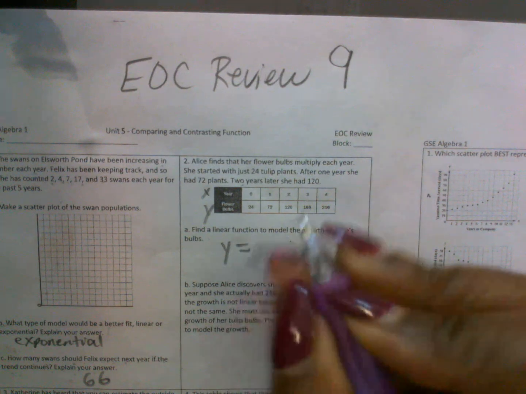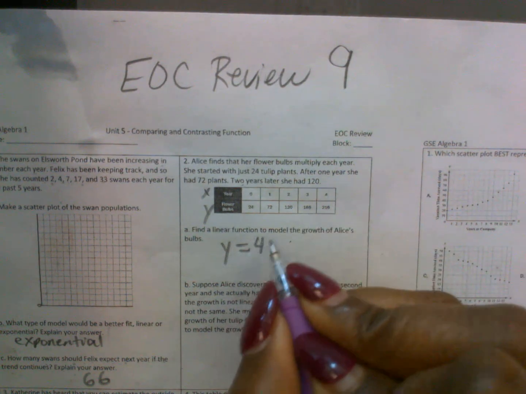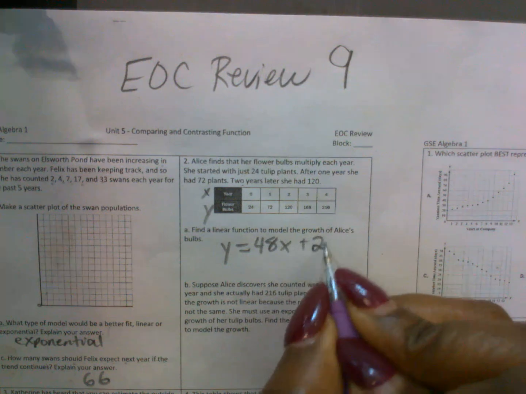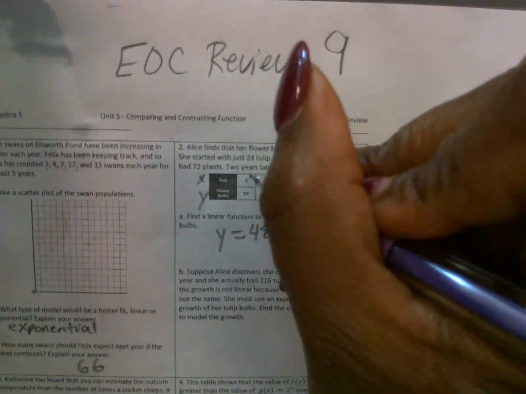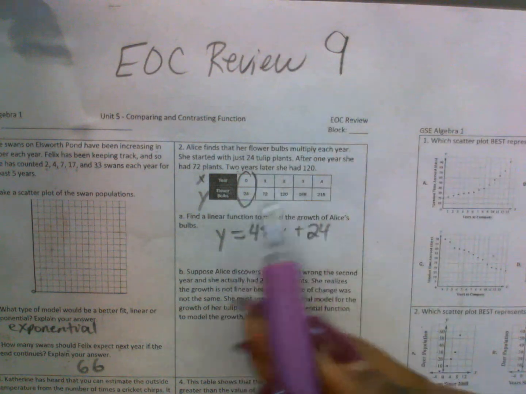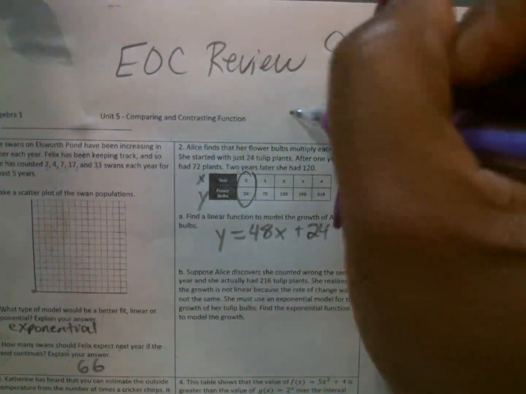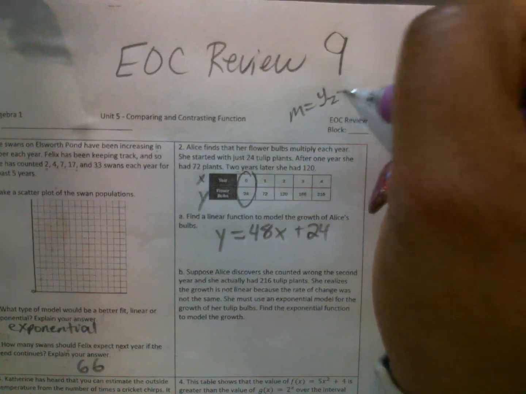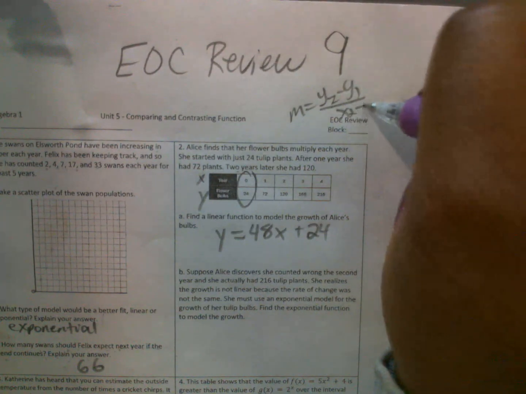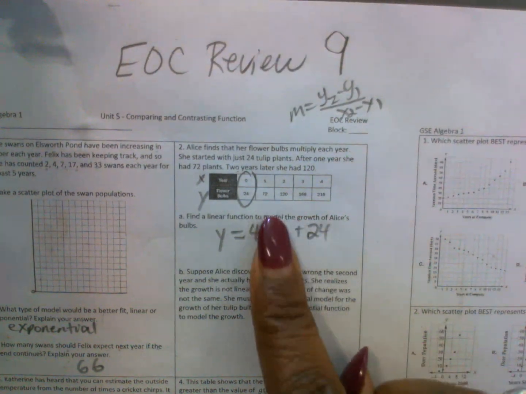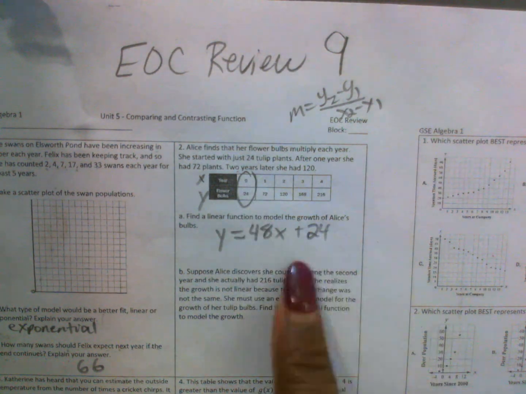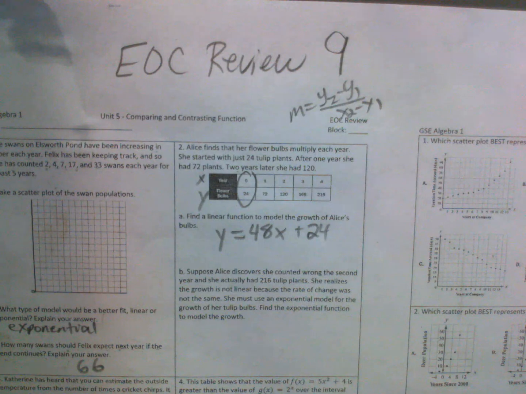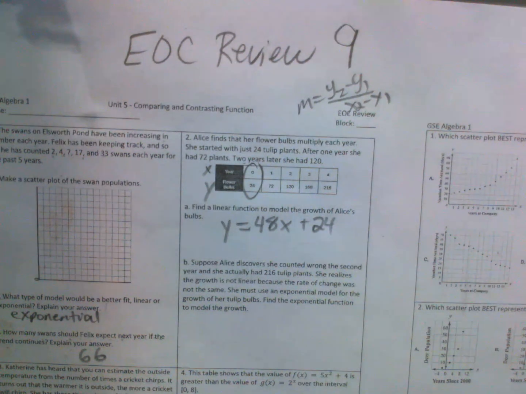Y is equal to 48x plus 24. The starting amount is 24. You see right here, if you didn't know, you find the slope by using the slope formula, y2 minus y1 over x2 minus x1, and you could have just picked 2 points. The starting amount is 24 because it started off with 24 butts. So you could have done it that way too if it's calculated inactive, okay?